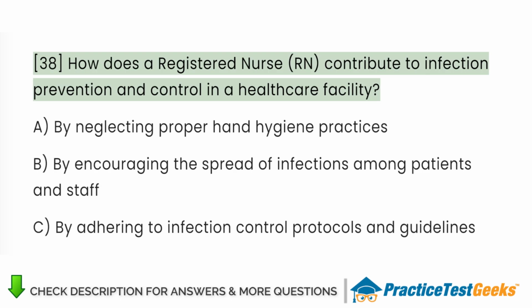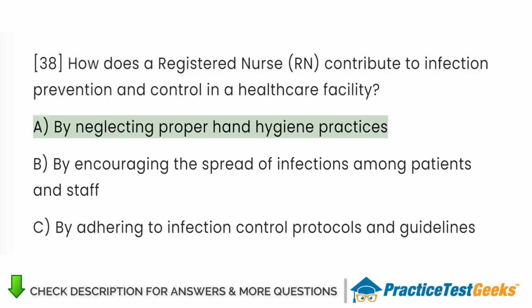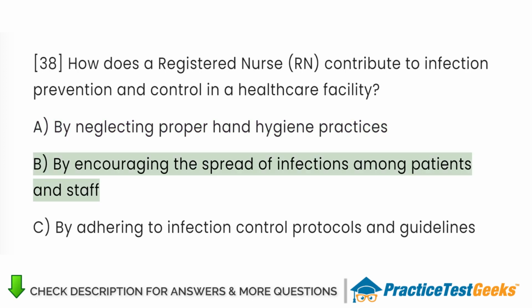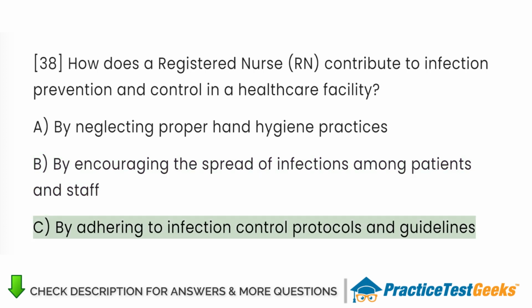How does a registered nurse, RN, contribute to infection prevention and control in a healthcare facility? A. By neglecting proper hand hygiene practices. B. By encouraging the spread of infections among patients and staff. C. By adhering to infection control protocols and guidelines.